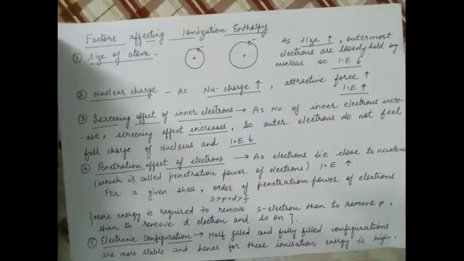So we have learned about the second periodic property, that is ionization enthalpy. What is the meaning of ionization enthalpy? What are the factors which affect the ionization enthalpy? So try to understand these things, because this topic is new for you, and if any doubt is there, you can ask it. And in the next class we are going to discuss the variation of ionization enthalpy in period and in group.